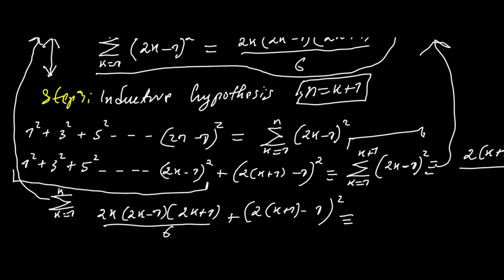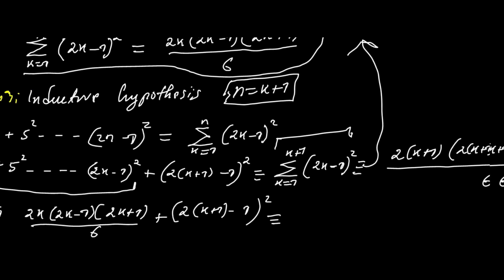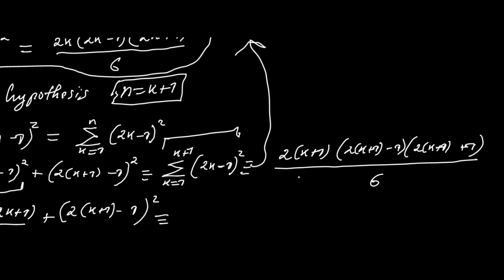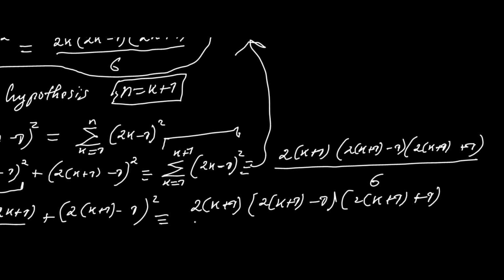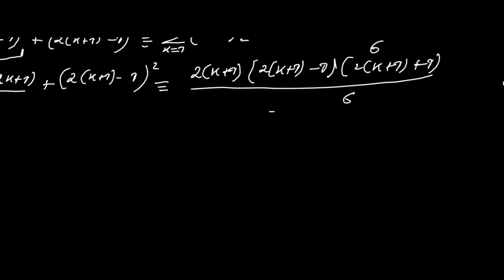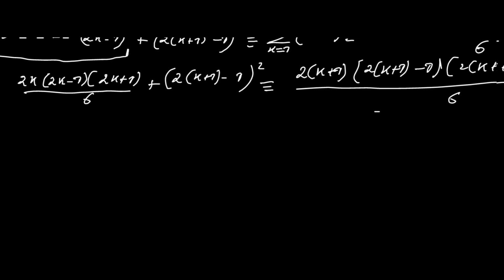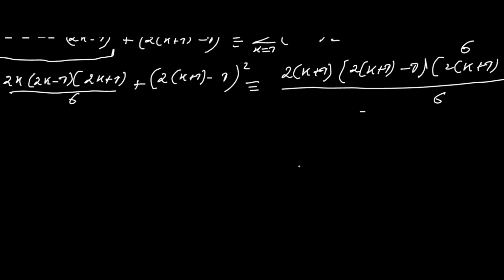So this will be equivalent to our expression here, which is 2 into k plus 1 into 2 into k plus 1 minus 1 into 2 into k plus 1 plus 1, all of this divided by 6. Good, so this is already good. What is left for us to do now is to show that this statement is true, meaning that I want to show that the left hand side is equal to the right hand side.